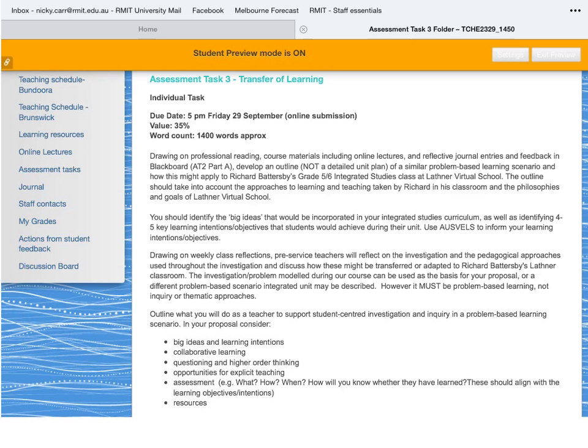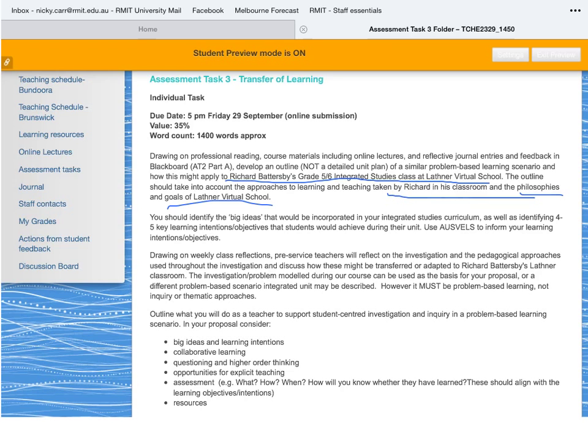We're asking you to develop a proposal for an integrated study unit based on problem-based learning. Now, this proposal is for a specific classroom. It's for Richard Battersby's Grade 5-6 Integrated Studies class at Ladner Virtual School. So in order to develop this proposal, you first need to understand what approach Richard takes in his classroom and what are the philosophies and goals of the Ladner Virtual School.